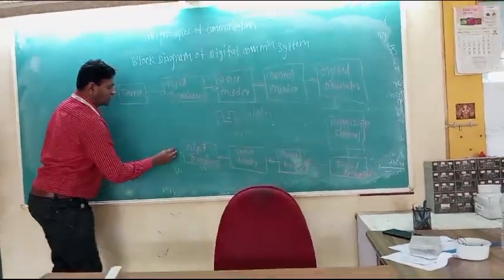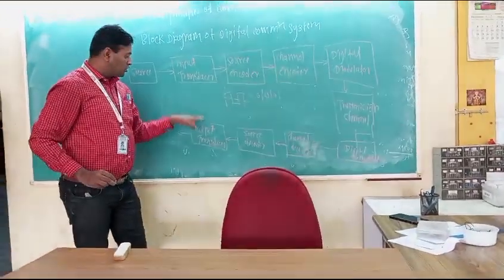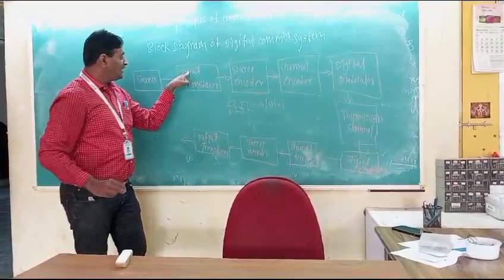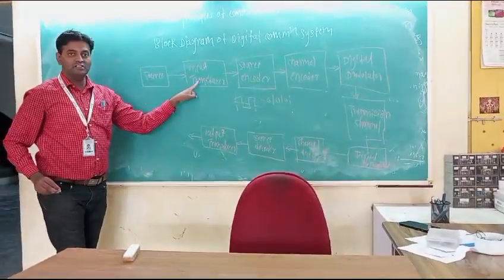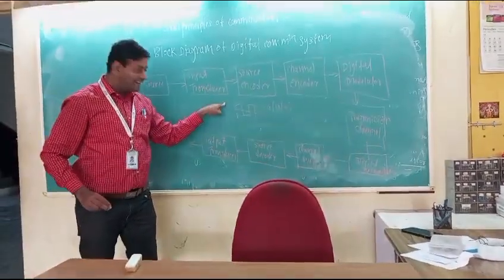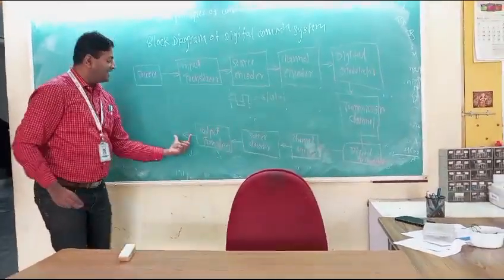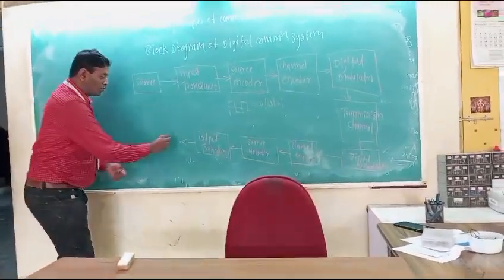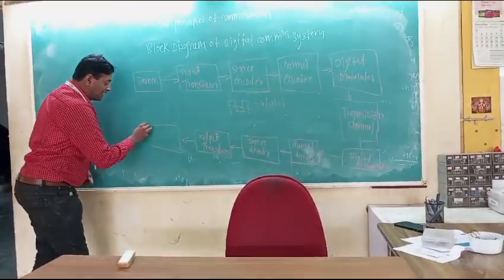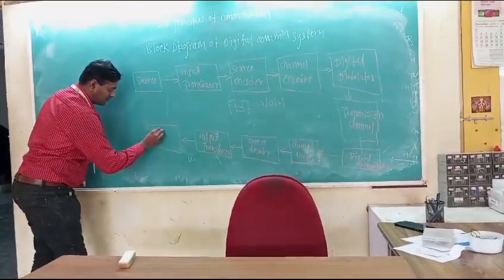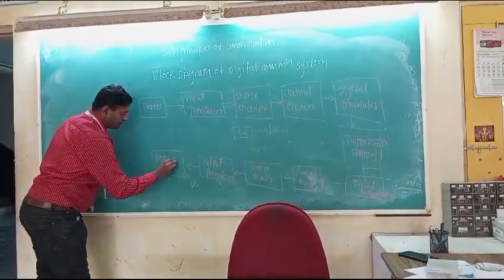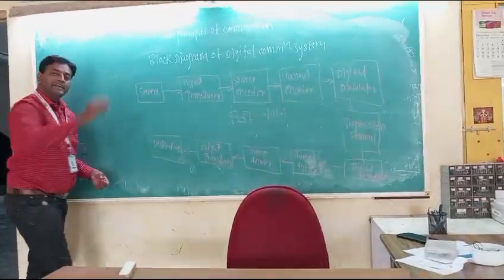The function of the output transducer is exactly the reverse of the input transducer. The input transducer converts a physical signal to an electrical signal, and the output transducer converts the electrical signal into a physical signal, and we recover the original data at the destination.